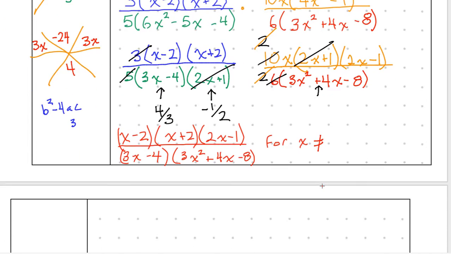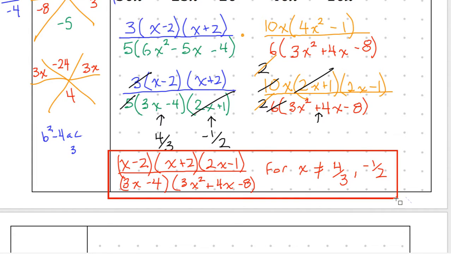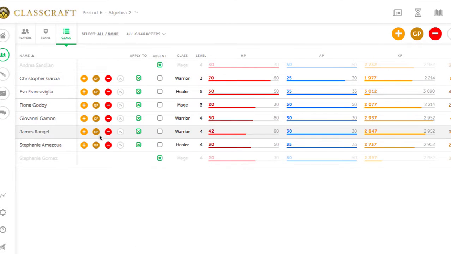For x not equal to 0. Wait, no. 4 over 3 and then the negative 1/2. There it is. Thank you, Chris. There is our final answer. It was a little bit gross because I made a mistake, and I apologize for that, but still a good learning experience.